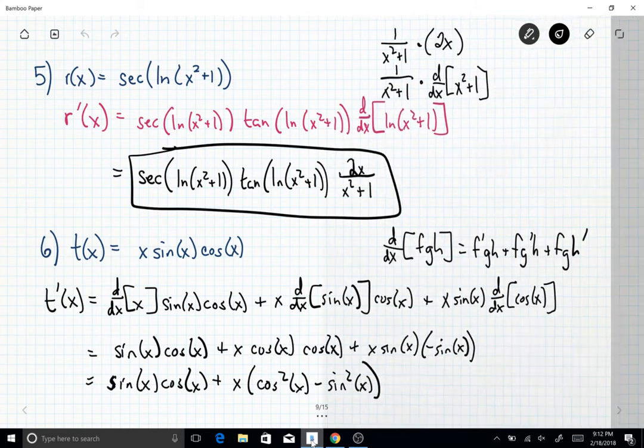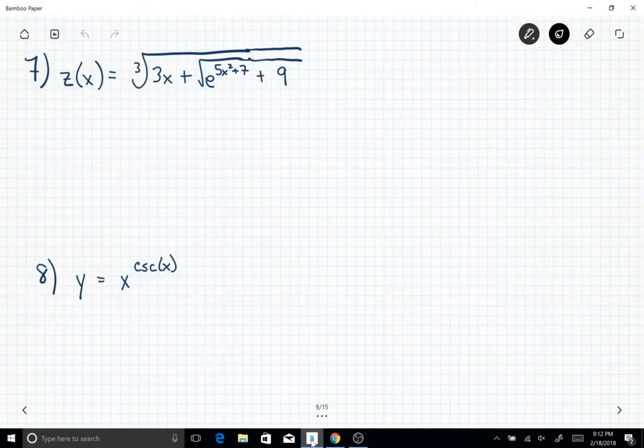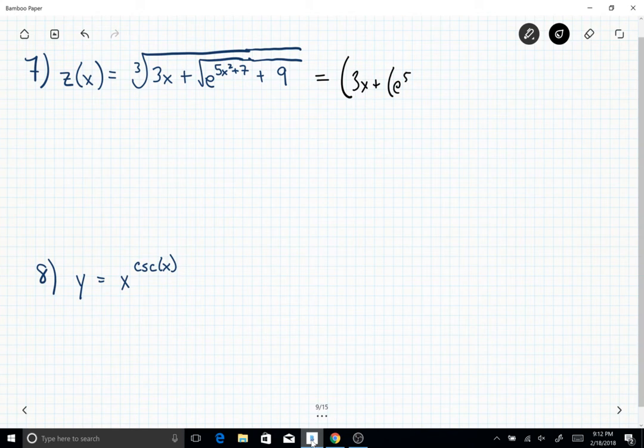Okay, so moving forward, now we have a nastier chain rule going on here. We have z of x equals this cube root of 3x plus the square root of 5x squared plus 7 plus 9. So another way to write this is 3x plus e to the 5x squared plus 7 plus 9 raised to the 1/2, and then that whole thing is raised to the 1/3.